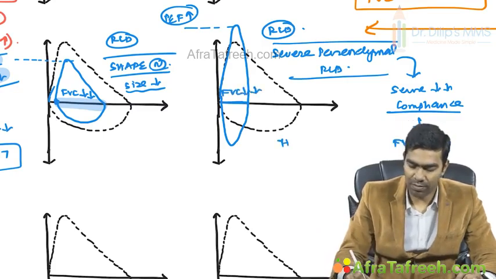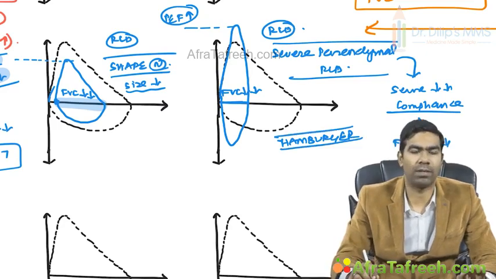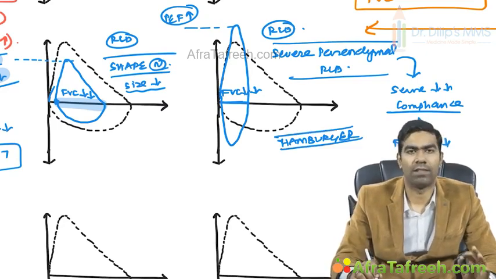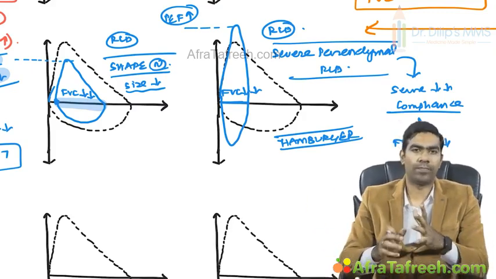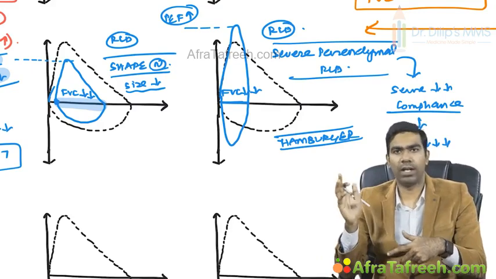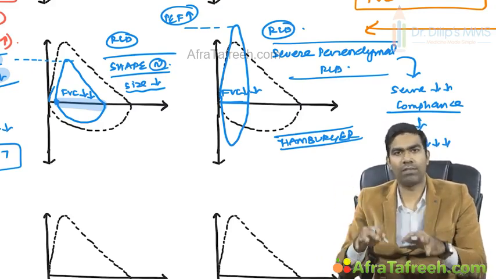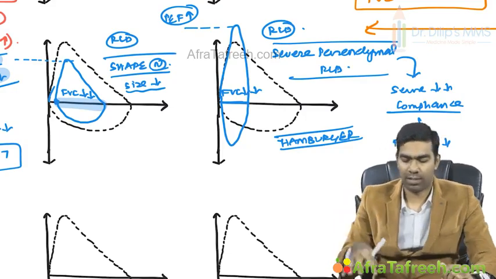So this kind of curve, we typically call a hamburger shaped curve, and it is usually a feature of a severe parenchymal interstitial lung disease, where because of severe reduction in the lung compliance, your FVC will be so low that your PEFR might appear a little bit increased. Again, this is a curve of a severe parenchymal lung disease.